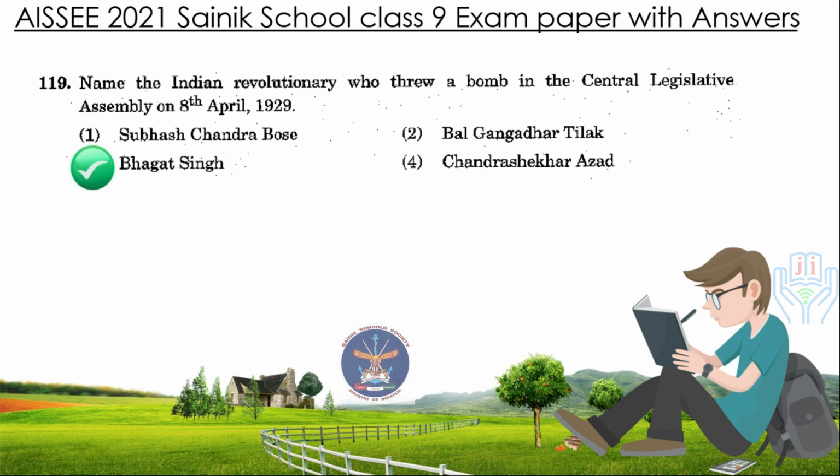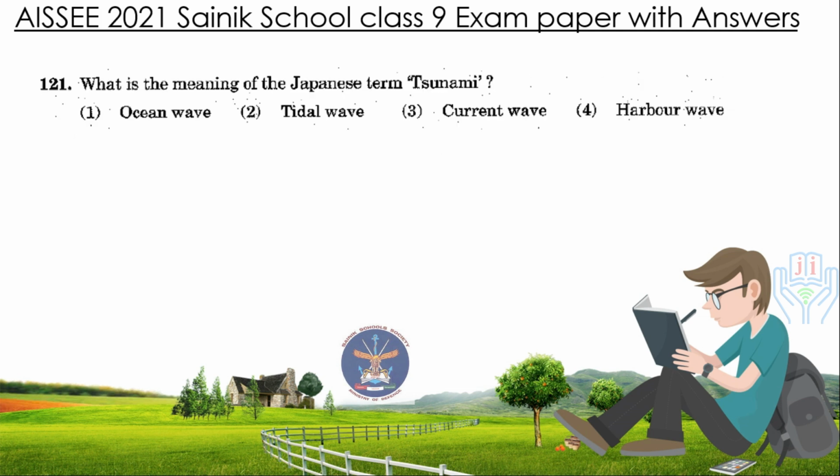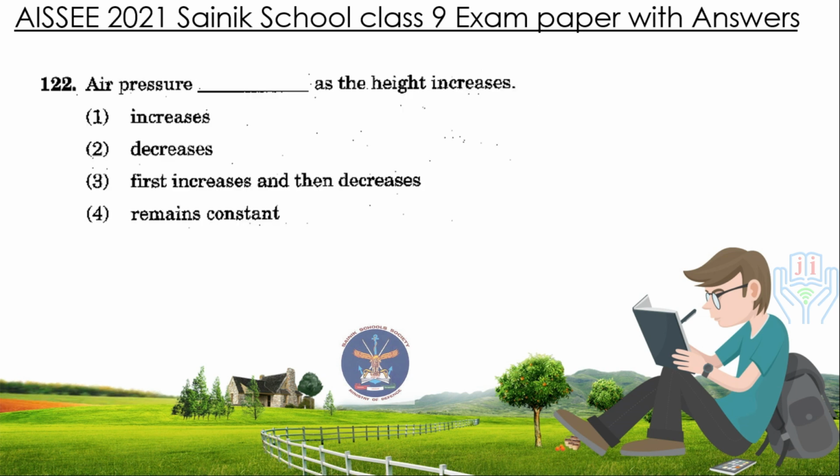Bhagat Singh. Who is the founder of Khudai Khidmatkars, a powerful non-violent movement among the Pathans? Khan Abdul Ghaffar Khan. What is the meaning of the Japanese term tsunami? Harbor wave. Air pressure dash as the height increases. Air pressure decreases as the height increases.